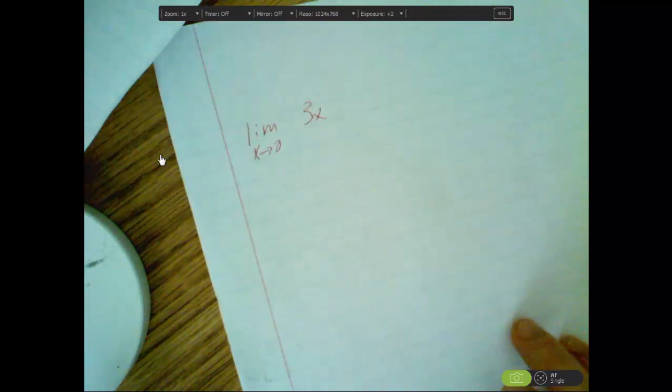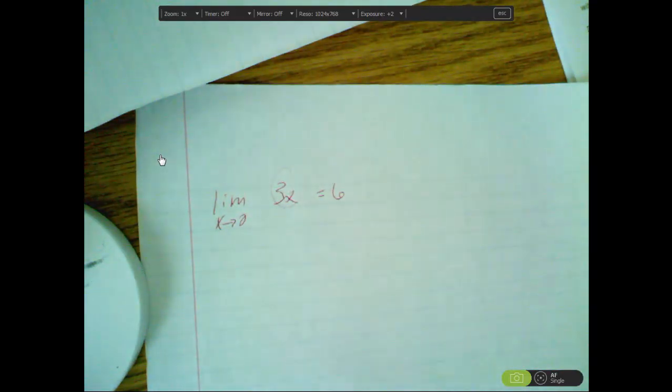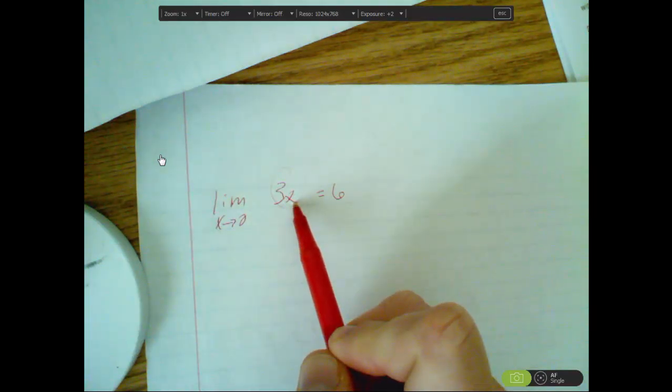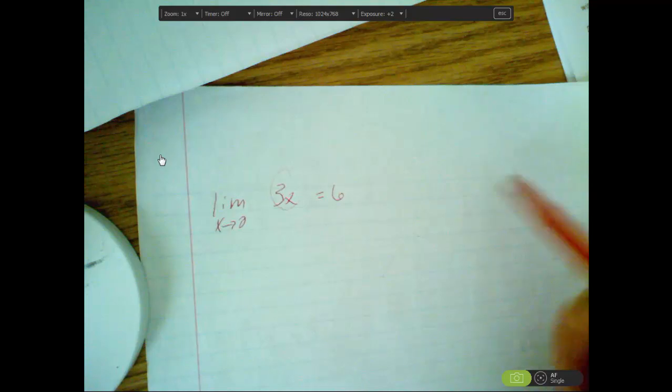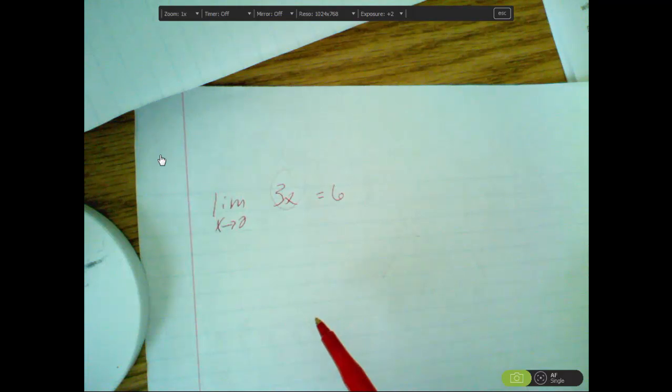So the first one we're going to talk about is the limit as x approaches 2 of 3x. Think about what the function 3x looks like. It's a line, right? And if you travel along the line, as x gets closer and closer to 2, what is 3x approaching? Well, it's approaching 6. Whenever you have a continuous function, meaning you never have to pick up your pencil, it's continuous everywhere, all you have to do is plug in the number for x to evaluate the limit.